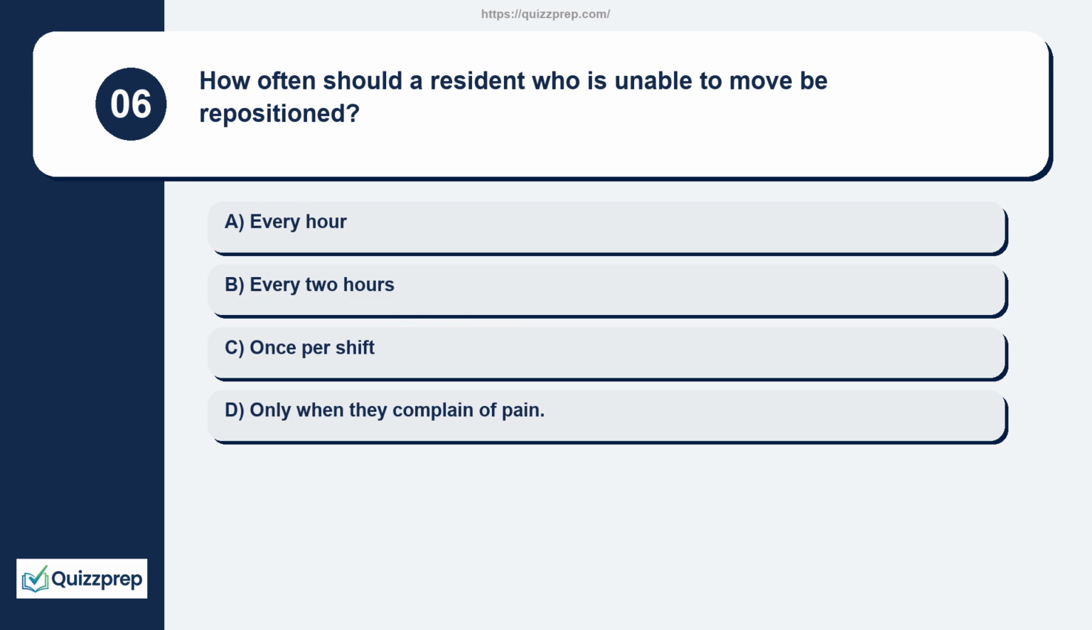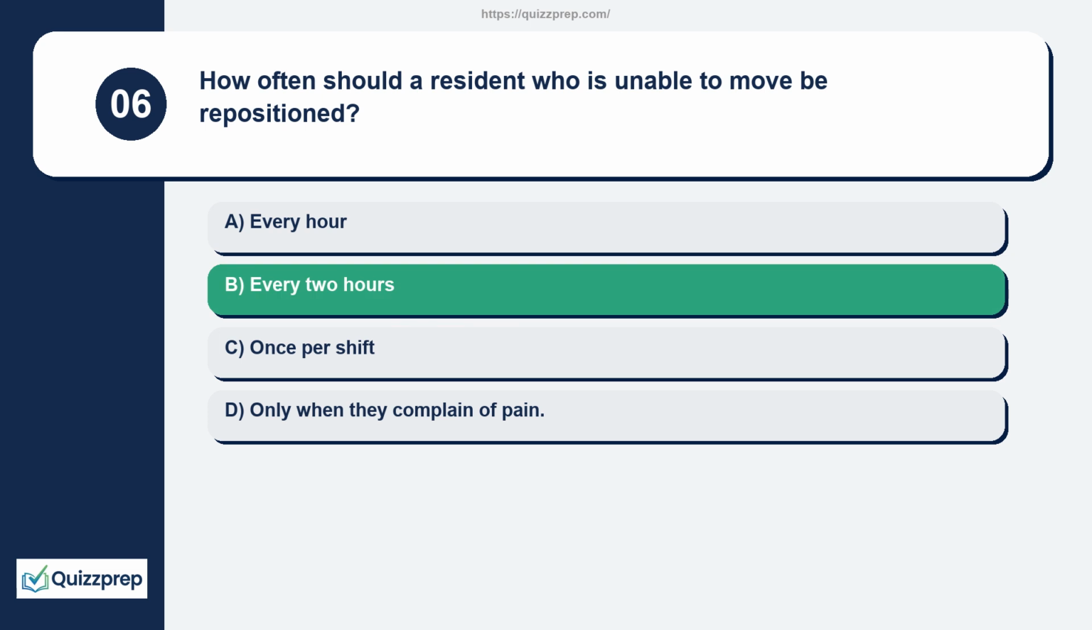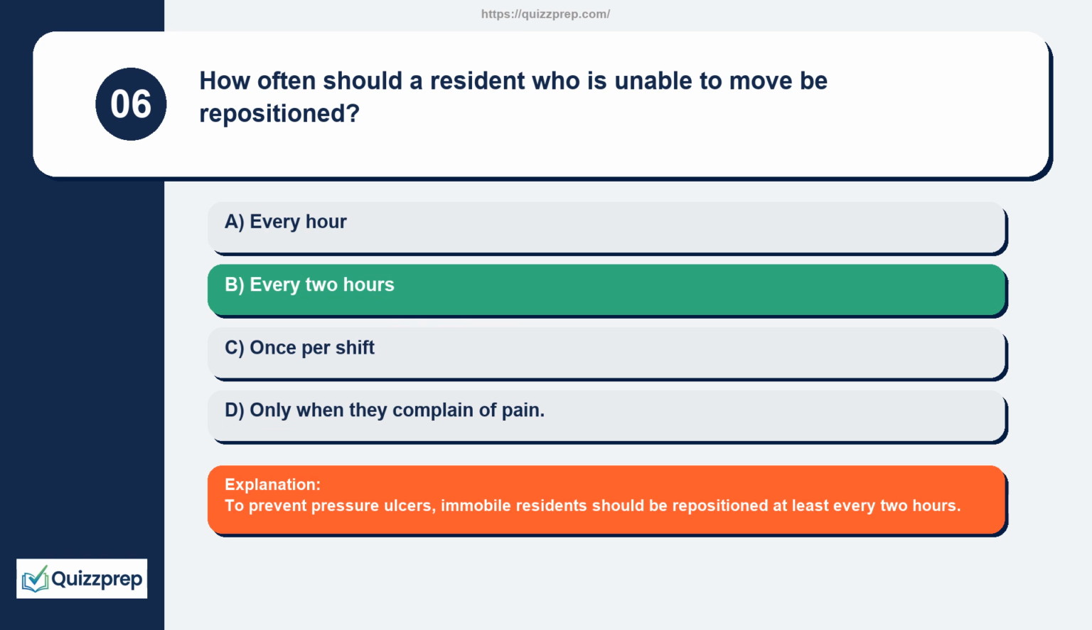Question 6. How often should a resident who is unable to move be repositioned? Every hour. Every 2 hours. Once per shift. Only when they complain of pain. To prevent pressure ulcers, immobile residents should be repositioned at least every 2 hours.